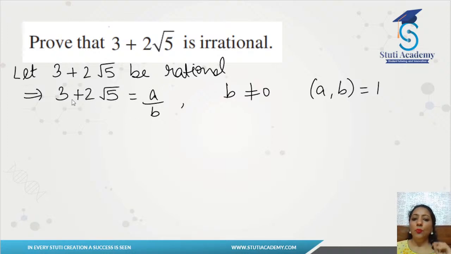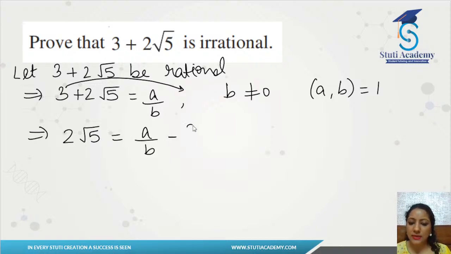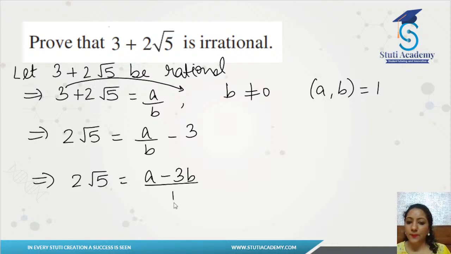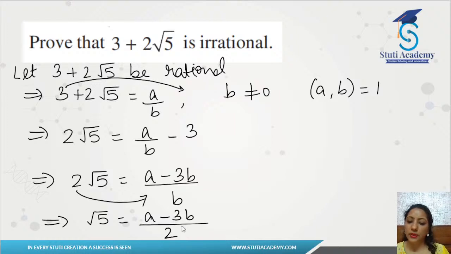Now, one at a time, we are going to take all the terms on the left hand side to the right hand side. I'll show you how. This 3, I'm going to take it here. So we'll get 2 root 5 is equal to a upon b minus 3. So 3, when it goes to the other side, will become minus 3. Then we have 2 root 5 is equal to a minus 3b upon b. So I've taken LCM here. In the next step, 2 I am going to take here, it will come in the denominator. So we will get root 5 is equal to a minus 3b upon 2b.